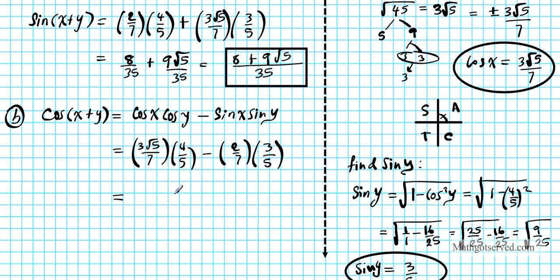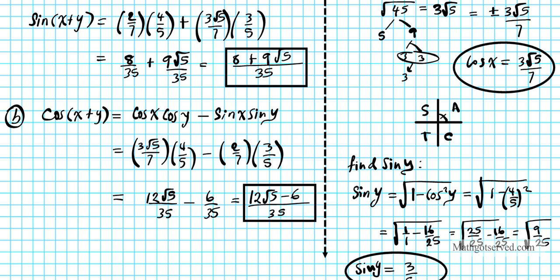Numerator with numerator, denominator with denominator, we have 12 root 5 over 35 minus 6 over 35. Okay, if I express it as a combined fraction, I'll have 12 root 5 minus 6 over 35. And there goes your final answer for cosine of x plus y. Okay? All right. So that's that.